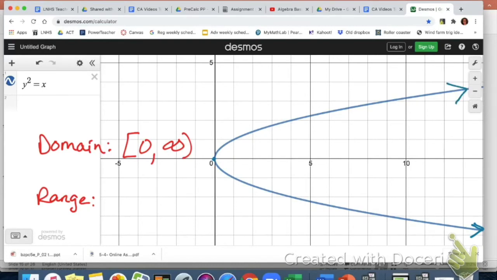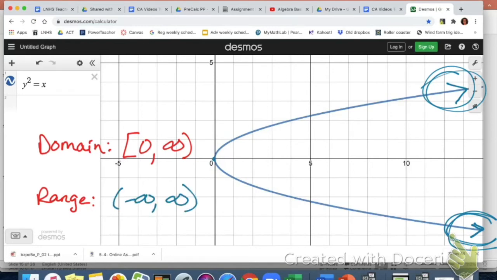Range is the lowest point to the highest point, and you can tell that this thing is going down forever and it's going up forever. So range is negative infinity to positive infinity. And by the way, I should have mentioned earlier that when you look at the graph of this thing, you see it's not a function because of the vertical line test. It fails it.